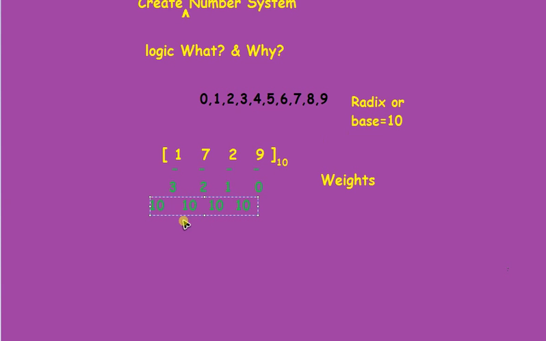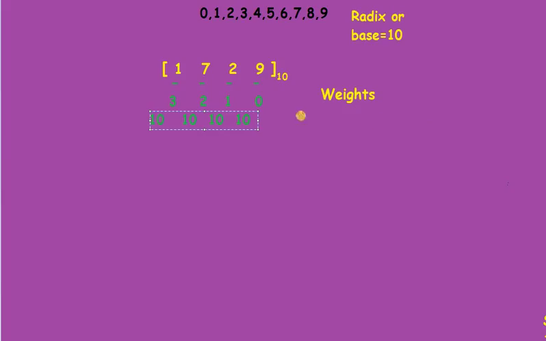So you can read it like this: 10 power 0, 10 power 1, 10 power 2, 10 power 3. Wait a second, this is exactly the weights, right? 1, 10, 100, 1000. Yeah, the weights. Now what we are going to do is multiply the weights with the respective digit and add them. 9 times 1 is 9, and 2 times 10 is 20, and so on. You add them and you arrive at the number 1729 again.